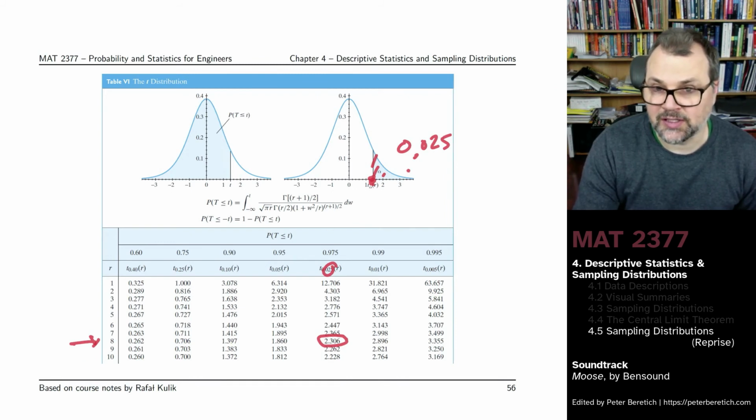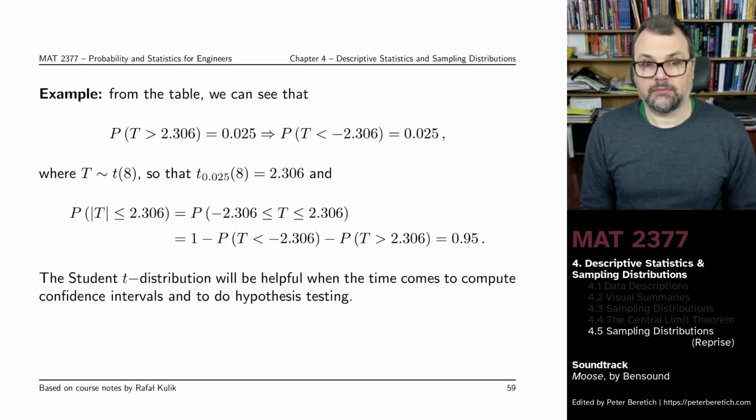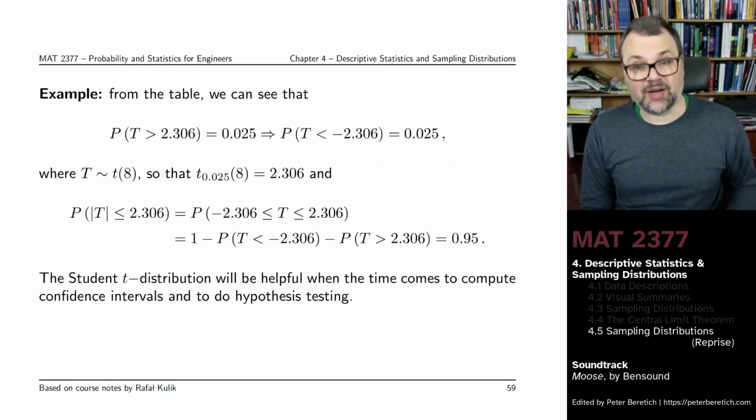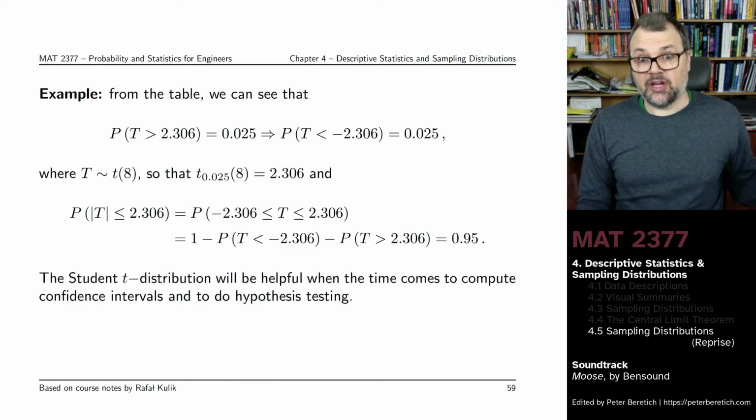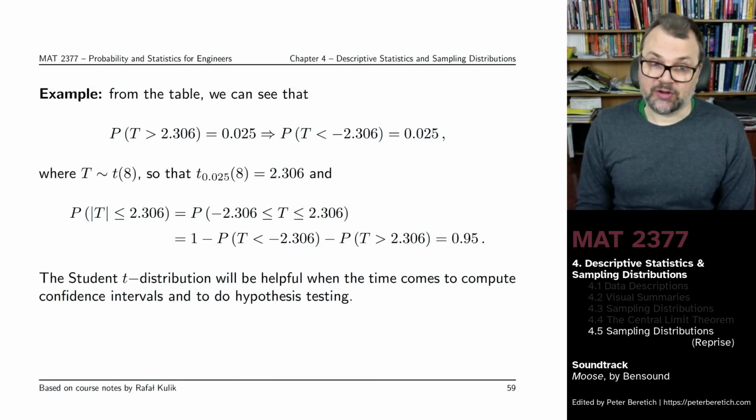So the probability that your distribution would spew out a number greater than 2.306, if the quantities followed a student t with 8 degrees of freedom, would be very small, about 2.5%. And the probability that it would spew out a value smaller than minus 2.306 would also be 2.5%.